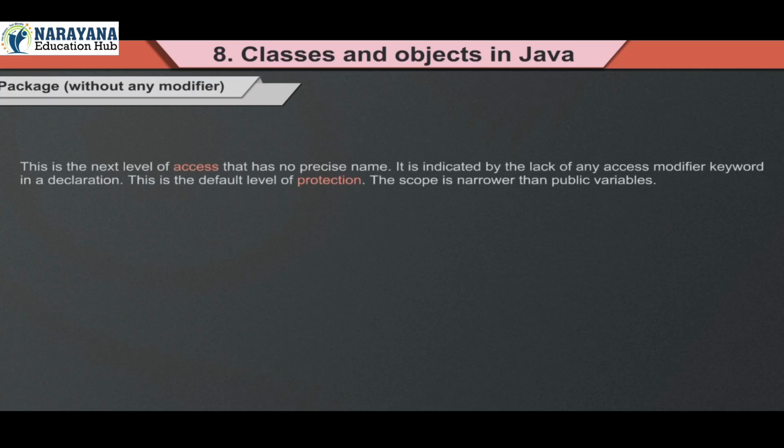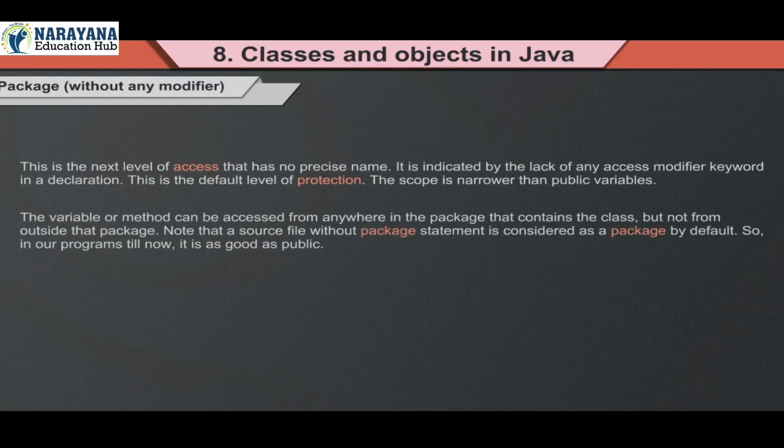Package, that is, without any modifier. This is the next level of access that has no precise name. It is indicated by the lack of any access modifier keyword in a declaration. This is the default level of protection. The scope is narrower than public. The variable or method can be accessed from anywhere in the package that contains the class, but not from outside that package. Note that a source file without a package statement is considered as a package by default. So in our programs till now, it is as good as public.